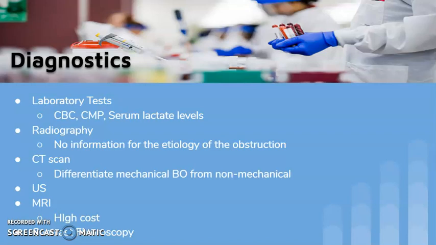Diagnostics. Some laboratory tests that we need to take for bowel obstruction are CBC, CMP, and serum lactate levels. With patients with emesis, we might see hypokalemia, hypochloremia, and metabolic alkalosis. Also, we might see elevated BUN, hemoglobin, and hematocrit levels that suggest dehydration.